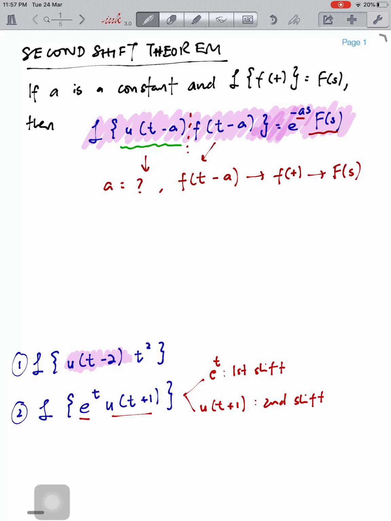What you have to do with f of t is Laplace transform it, and of course converting from f of t minus a to f of t is just going to be some simple algebraic manipulation that I'm going to explain to you later.